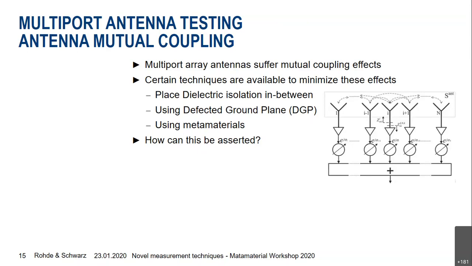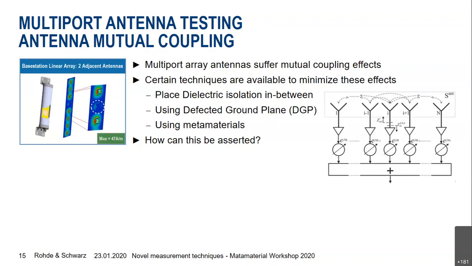Of course, mutual coupling can be further improved by isolation techniques, by DGS technique, by using metamaterials in between them. But how can this be assessed? We see many such applications here. For example, the base station linear array: two adjacent antennas, as you can see here, are also available in the base station panel antenna. So we also have to check for the mutual coupling effects of two adjacent antennas.